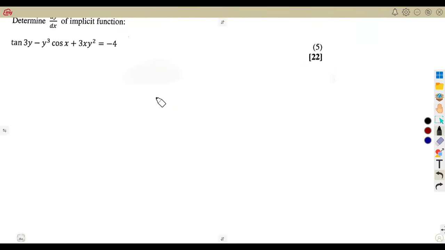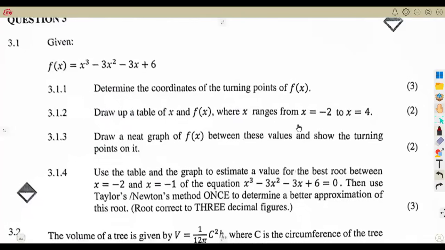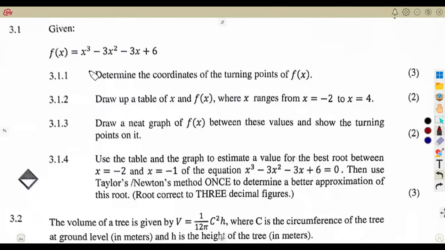So let's consider another question. That will be our question number 3. Considering question number 3, we can see that this is our basics of our derivatives. We are given f of x is x cubed minus 3x squared minus 3x plus 6. With this, determine the coordinates of the turning points of f of x.